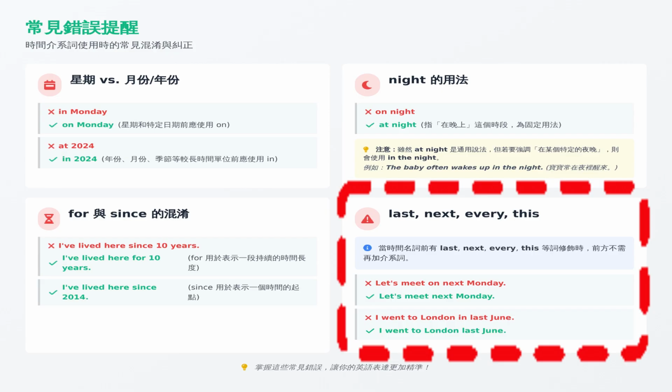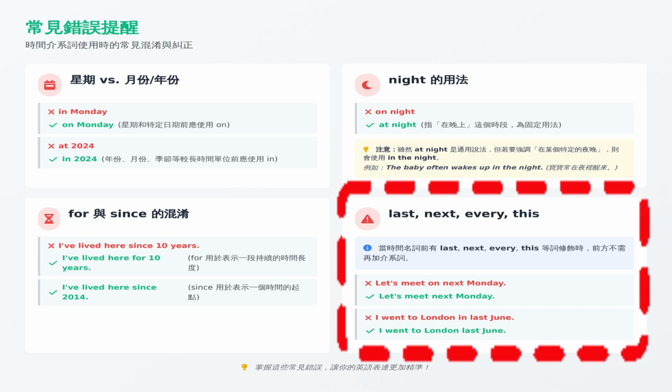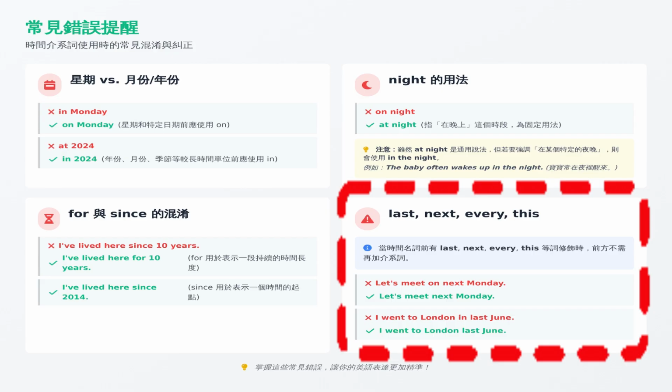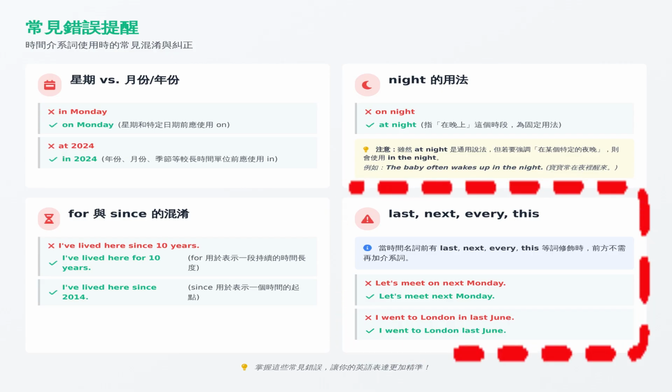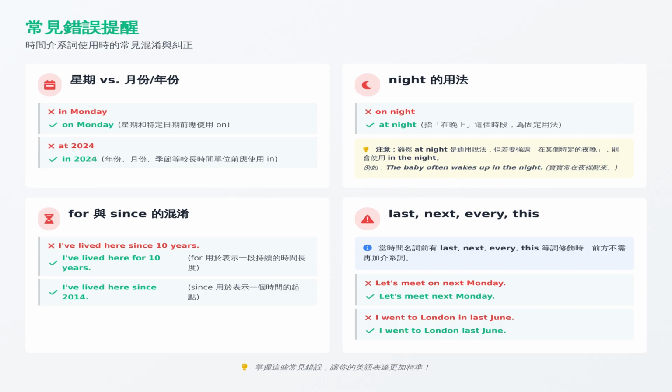Last, next, every, this. When a time noun is modified by a word like last, next, every, or this, a preposition is not needed. Let's meet on next Monday. Incorrect. Let's meet next Monday. Correct. I went to London in last June. Incorrect. I went to London last June. Correct. Understand these common mistakes and become more precise in your English.